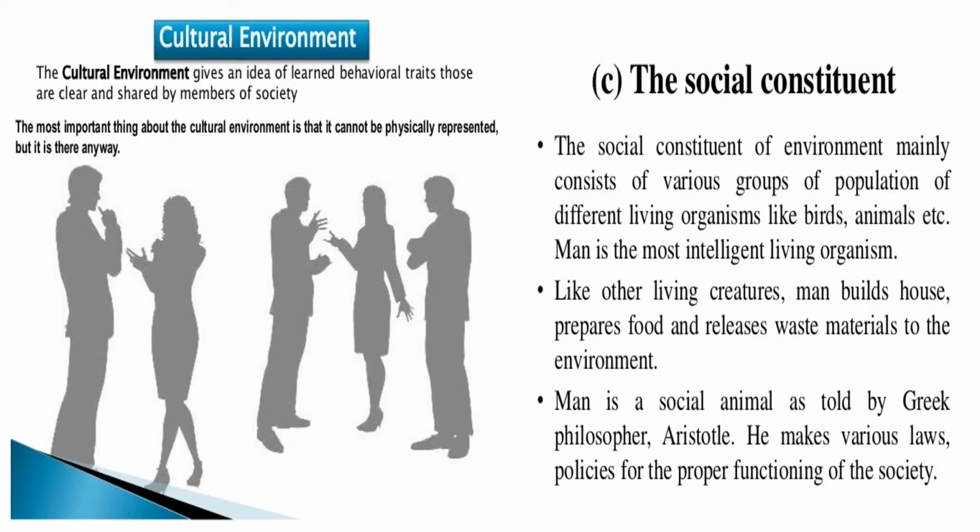Cultural environment. It gives an idea of learned behavior traits that are clearly shared by members of society. The most important thing about the cultural environment is that it cannot be physically represented, but it is there anyway. The social constituent. The social constituent of environment mainly consists of various groups of population of different living organisms like birds, animals, etc. Man is the most intelligent living organism. Like other living creatures, man builds houses, prepares food and releases waste material to the environment. Man is a social animal, as told by Greek philosopher Aristotle. He makes various laws and policies for the proper functioning of the society.